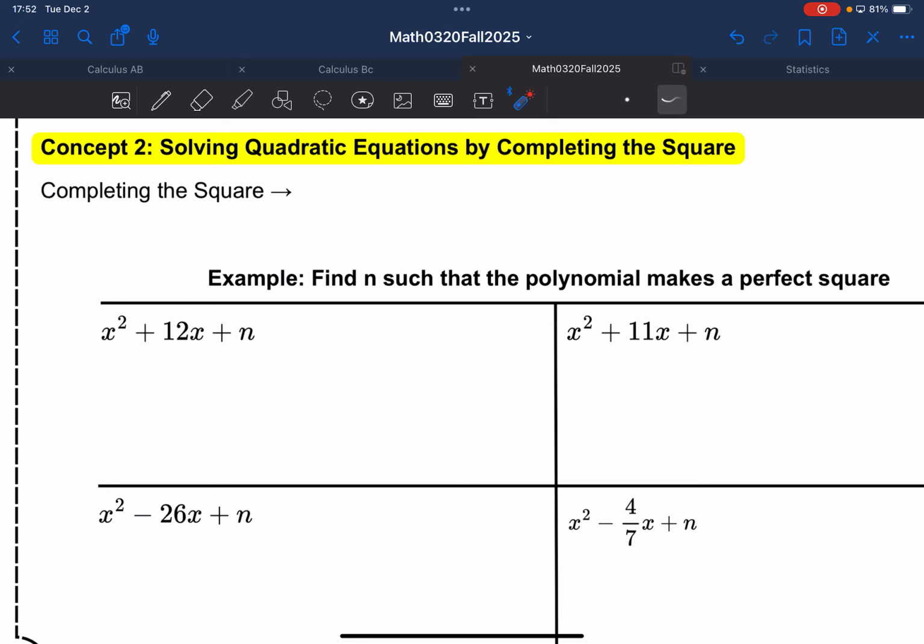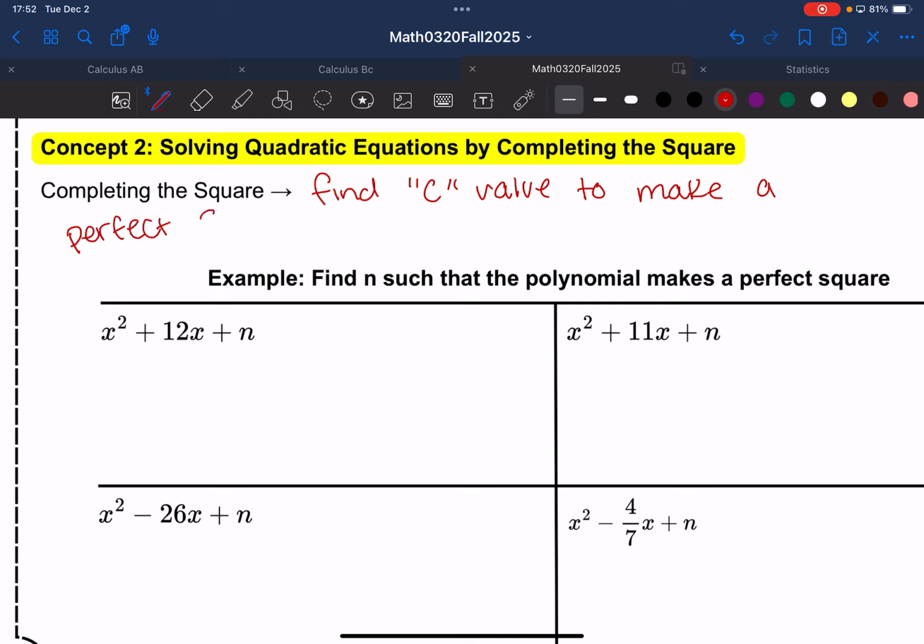So for completing the square, in order to find that perfect C value, we have to find a C value to make a perfect square. In order to do this, we take B, we divide that by 2. So maybe let me write it instead. Take B divided by 2 and square it. And that is going to become our C value.